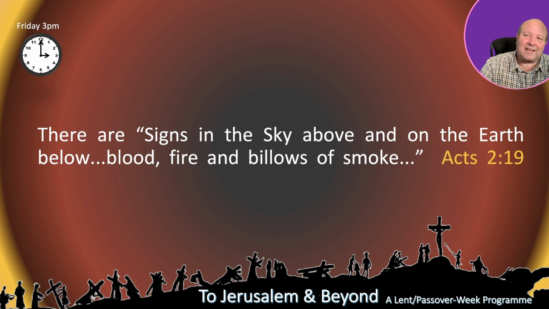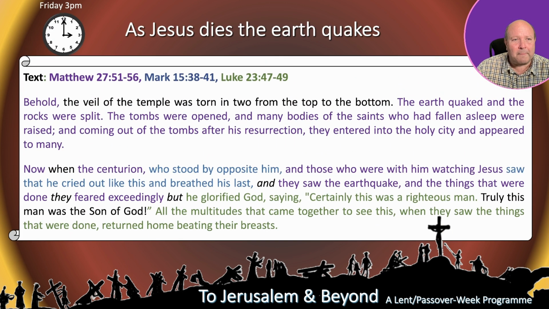So I'm going to go back and review that, because in Acts 2, when Peter's preaching, he talks about signs in the sky above and on the earth below. We've sort of covered that during this period. Because actually, at this stage, we then read, "Behold, the veil of the temple was torn in two from the top to the bottom. The earth quaked and the rocks were split." So the two things are actually relevant. They go together.